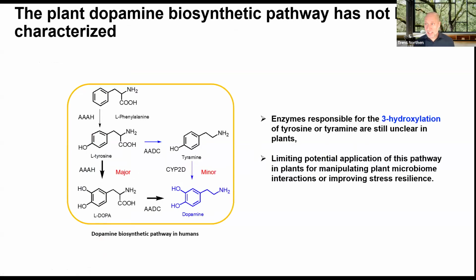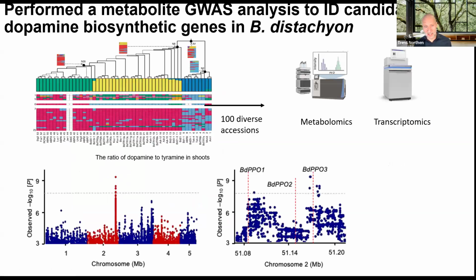So we thought it'd be really neat to make a plant mutant and test this. But of course, we had a problem in that the dopamine pathway isn't well known. Especially this 3-hydroxylation step of tyrosine into tyramine is not well understood. And there are 2 different possible pathways here: this pathway, and another pathway, which is the dominant pathway in humans. So we didn't know which one this is.